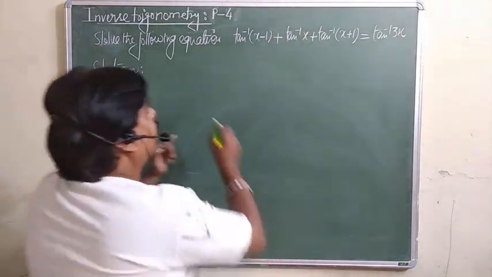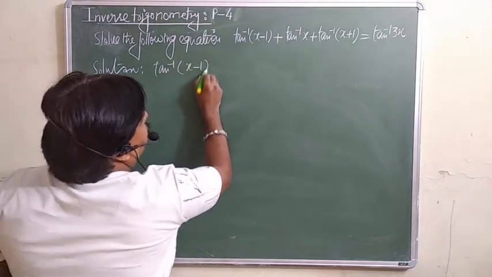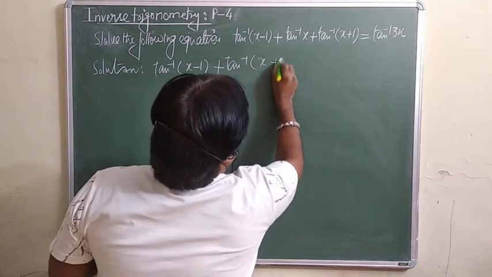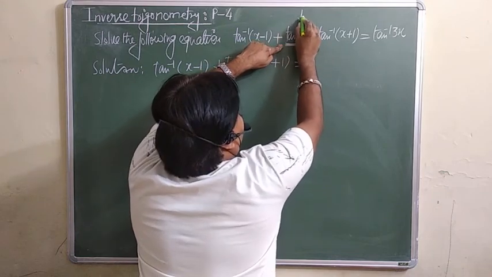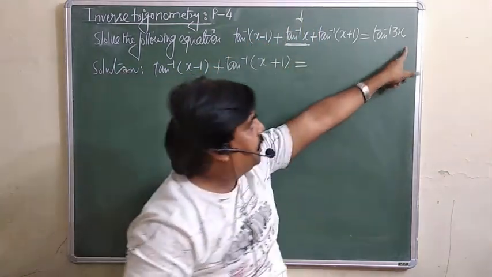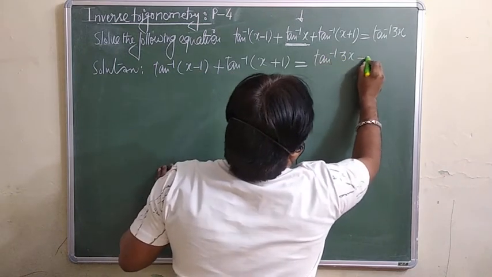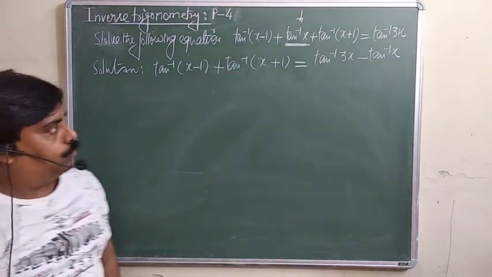Why we are doing that I'll discuss. So I am writing tan inverse (x minus 1) plus tan inverse (x plus 1) is equal to... I am going to transpose this tan inverse x to the right hand side. This is your tan inverse 3x minus tan inverse x that you are supposed to do.